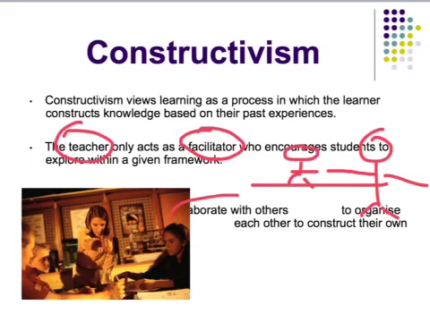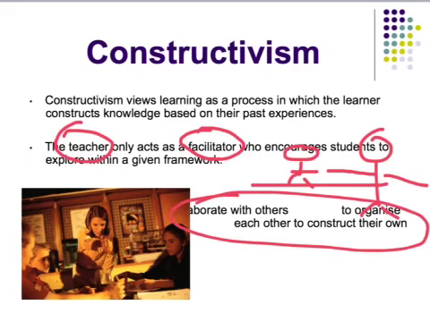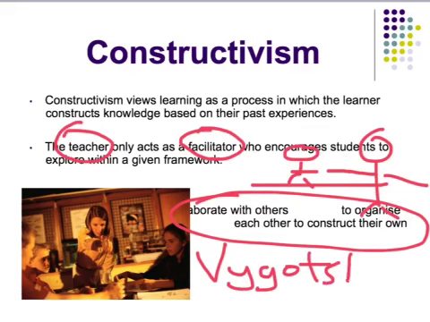Now, this little bit at the bottom where the formatting's gone wrong, it just says that they need to collaborate with others to organise their knowledge with each other to construct their own knowledge. Okay, so essentially they're working with what's called a more knowledgeable other. Now this social side was done by a guy called Vygotsky.